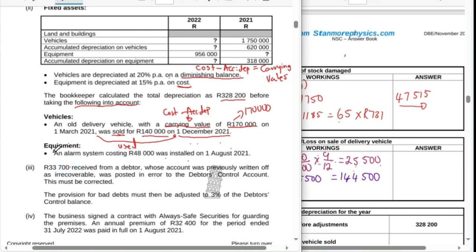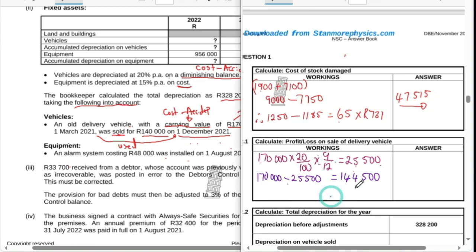for this vehicle. And then it says 1st March 2021 was sold for 140,000 on the 1st December, meaning now we were supposed to get 144,500, but we got only 140,000, meaning we made a loss. And then how much did we accumulate as a loss? The amount that it was supposed to be sold for, subtract the amount that it is sold for, and then we lost how much?